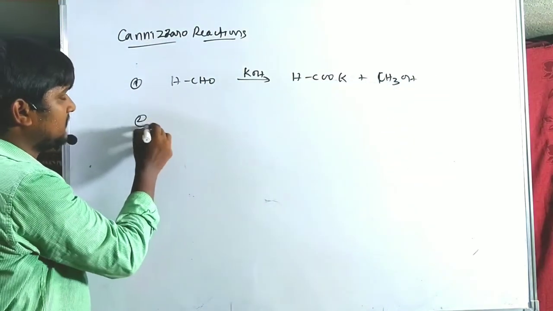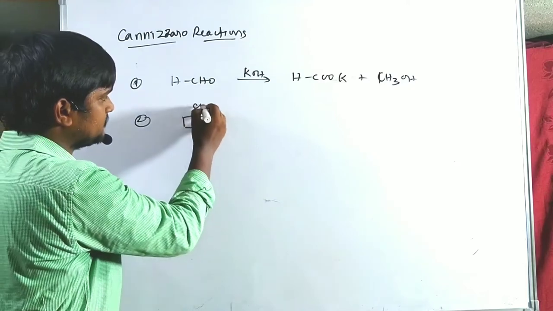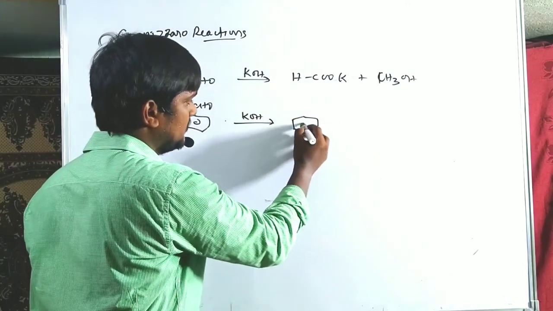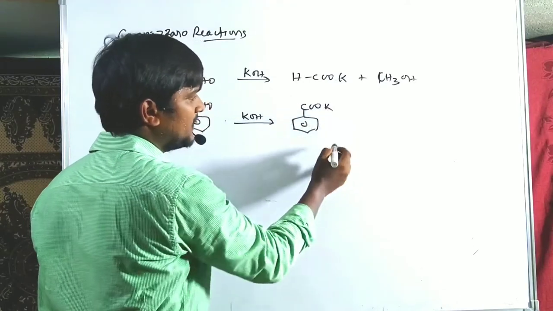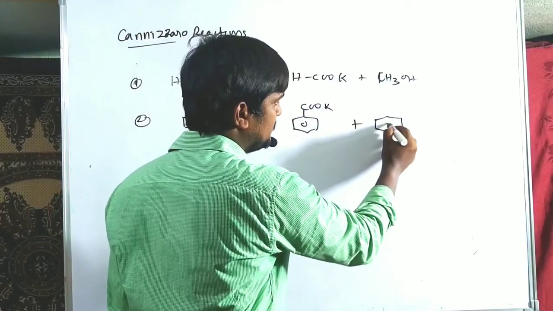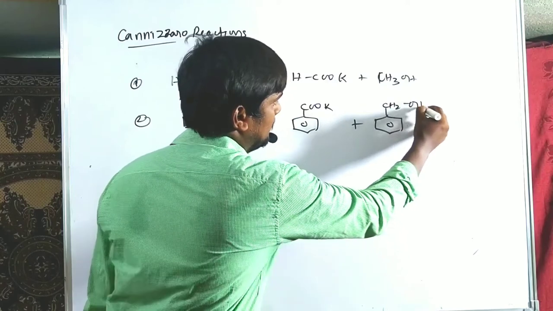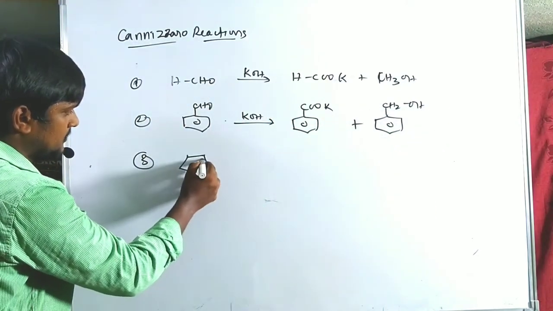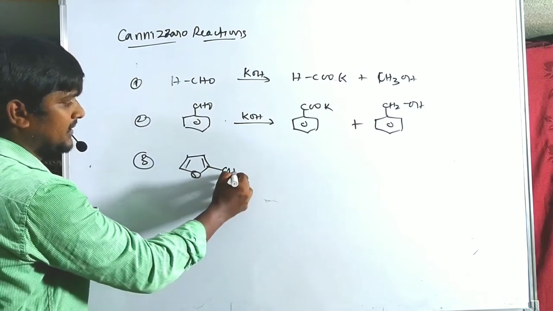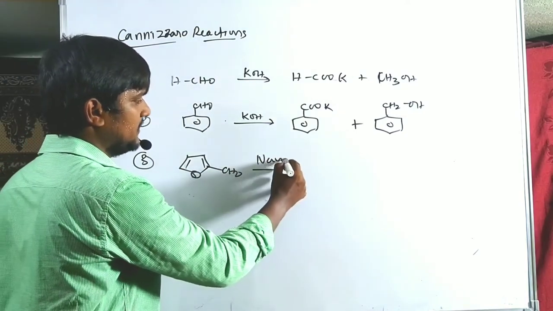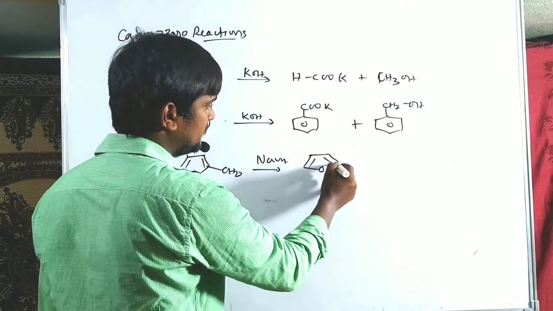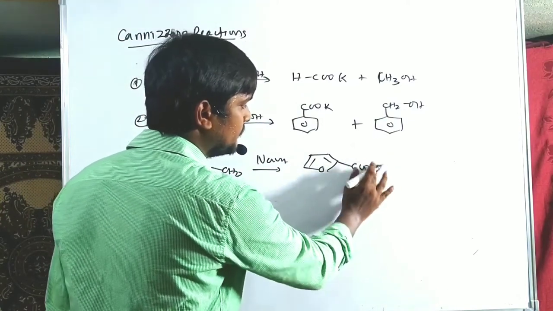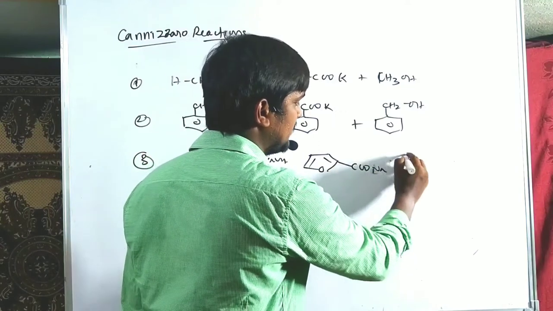Now the second example is benzaldehyde. Benzaldehyde in the presence of KOH forms the salt of benzoic acid, and then it forms benzyl alcohol. Now the third one is thiophene or furfural aldehydes. In the presence of NaOH, it gives furoic acid, that is, the salt of furoic acid as well as furyl alcohol.